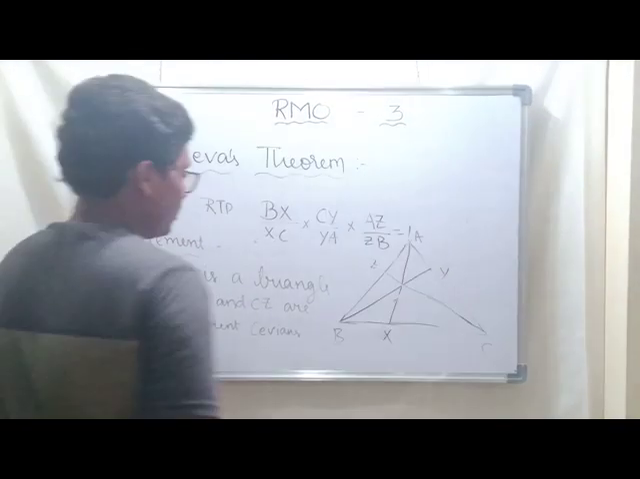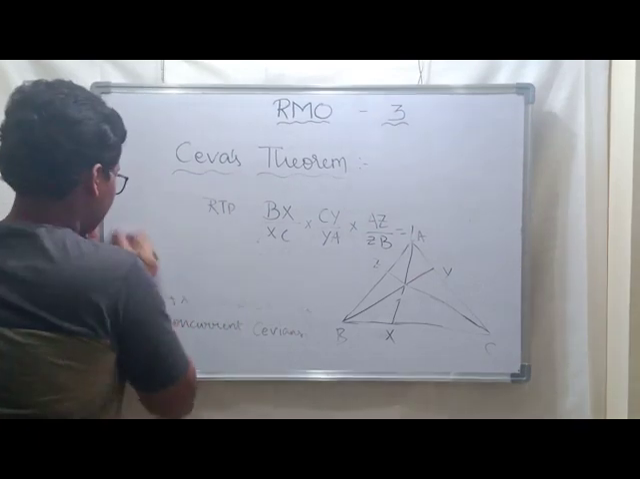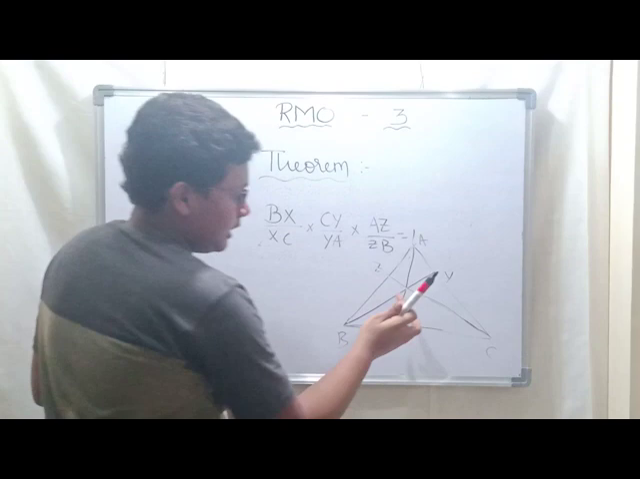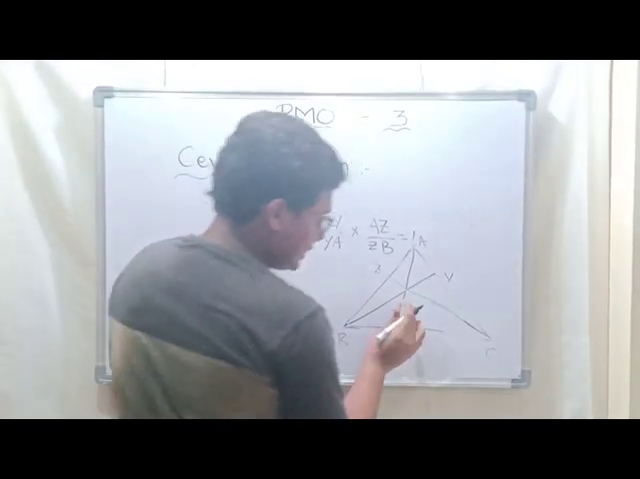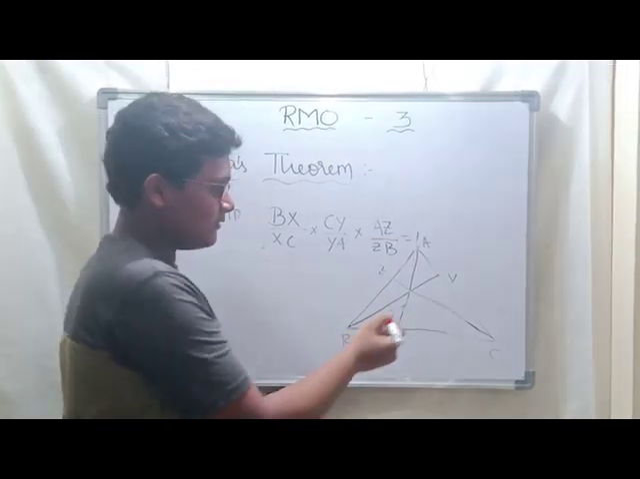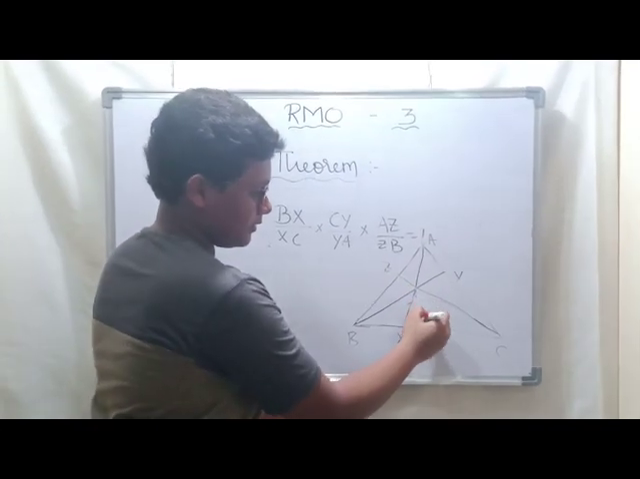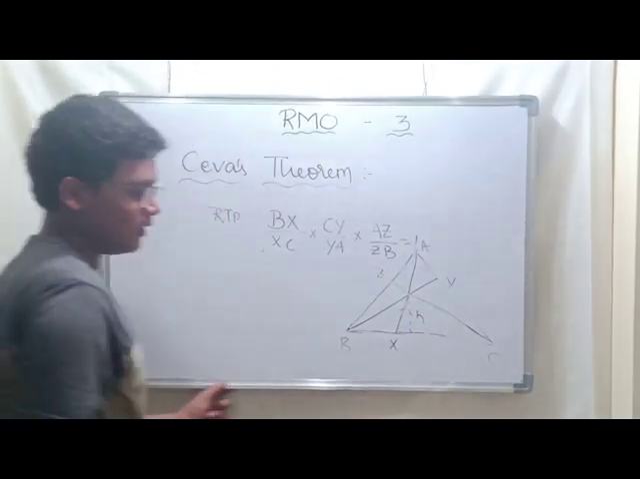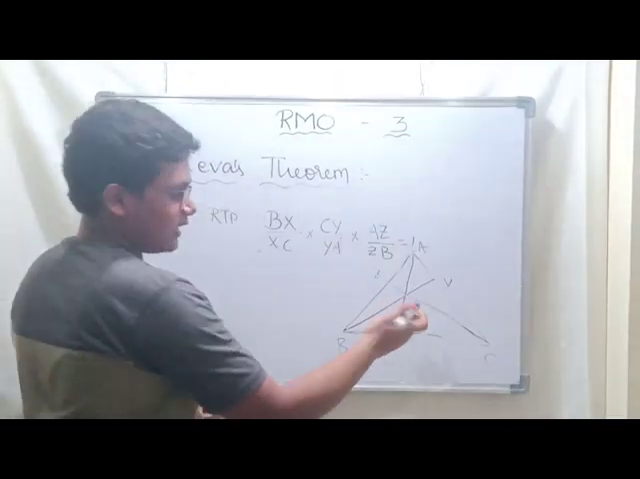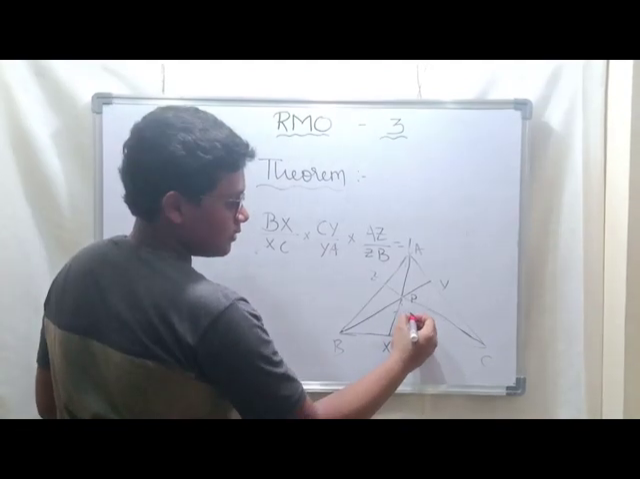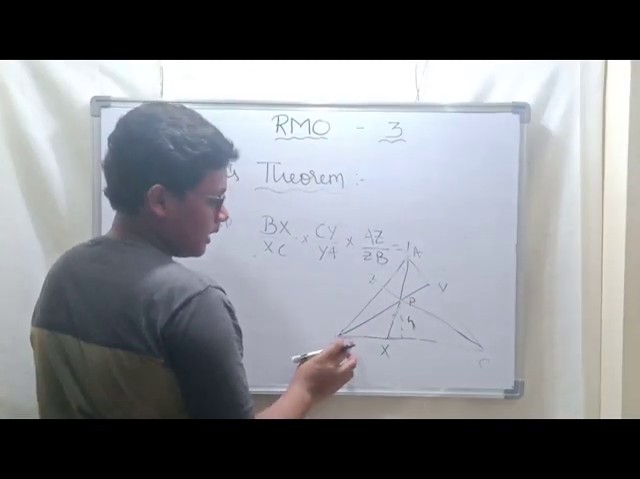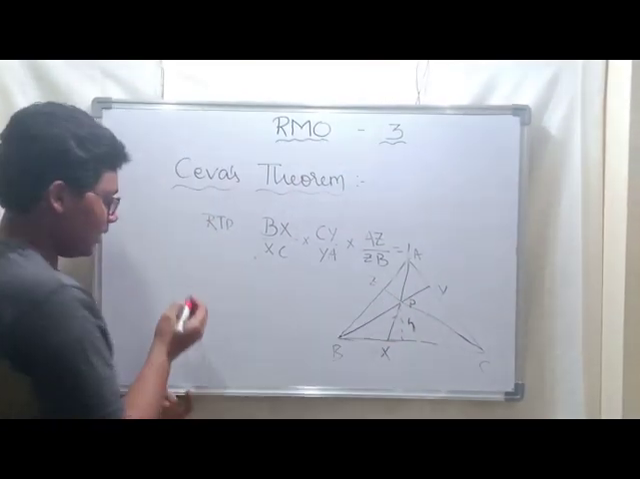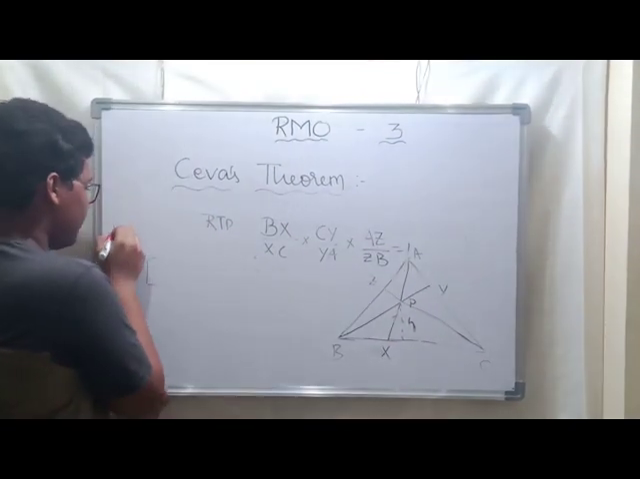Okay, now I will prove. See, we will take these two triangles. These two triangles have the same height. We will take that as H1. Area of triangle, this point is P. We will take that point as P. Area of triangle BPX by CPX. This is the proof.